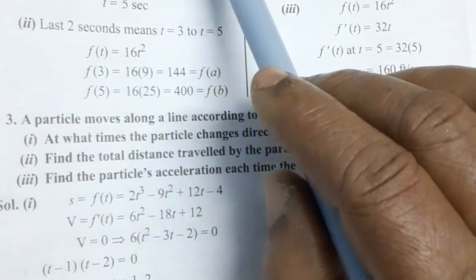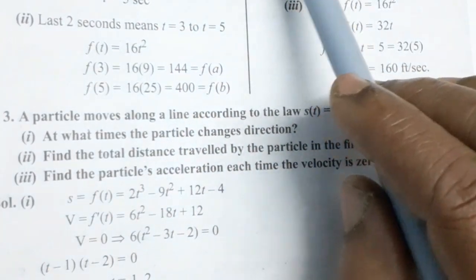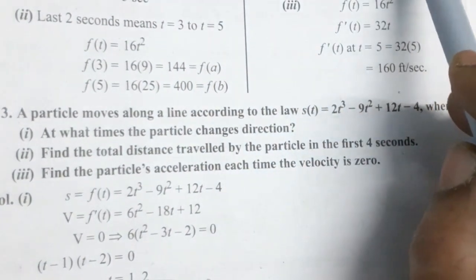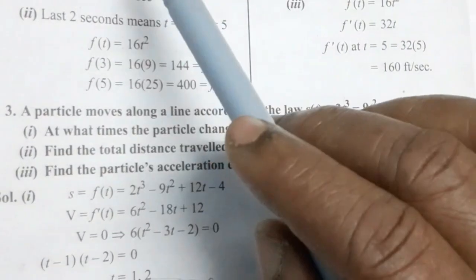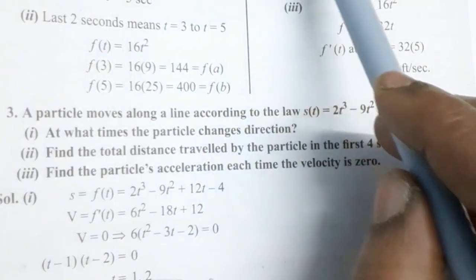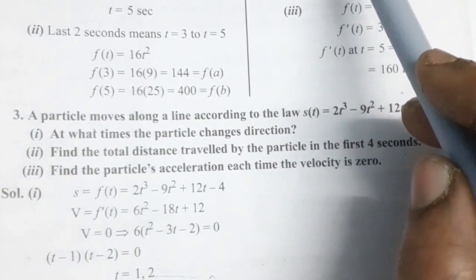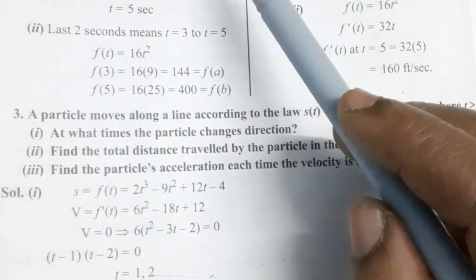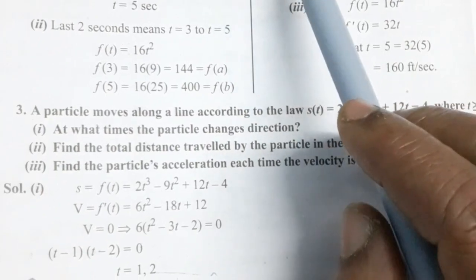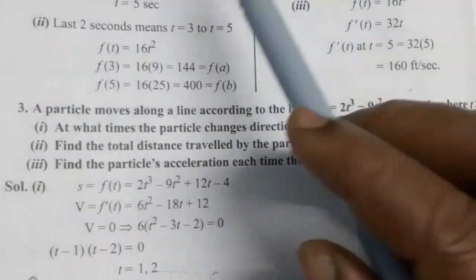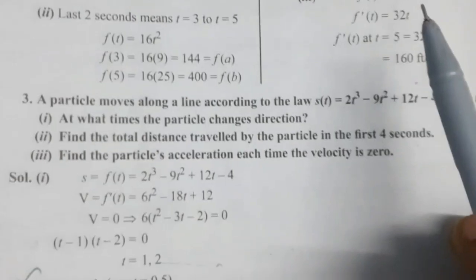The second one: what is the average velocity with which the camera falls during the last 2 seconds? The third question: what is the instantaneous velocity of the camera when it hits the ground? First we find how much time the camera takes to fall down from the cliff.